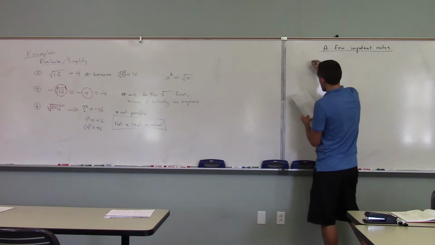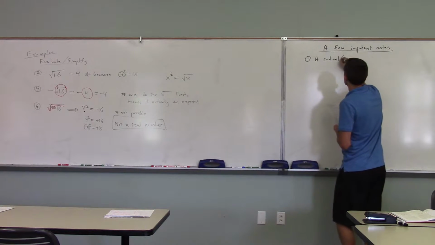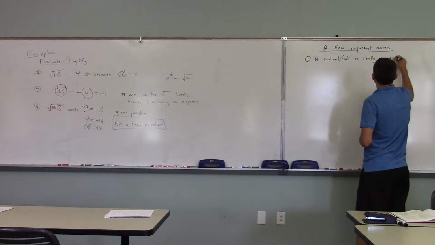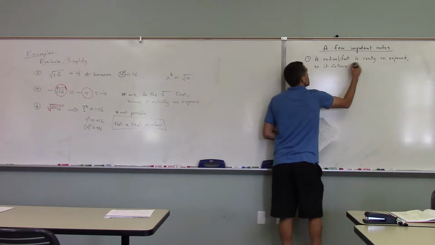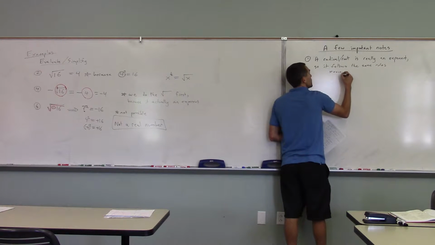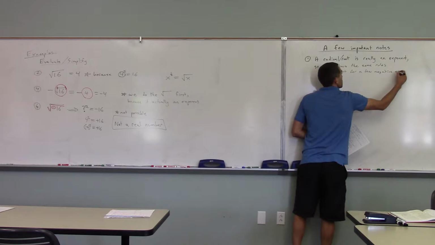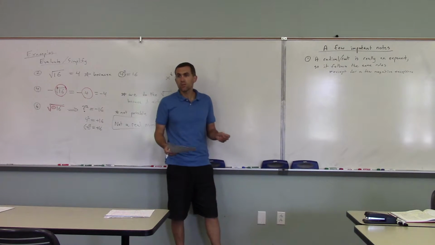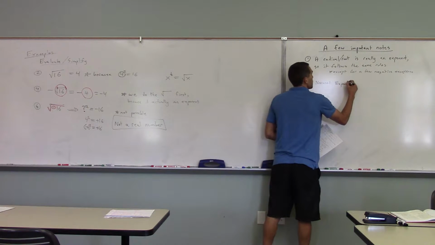Okay, a few important notes. Okay, so other than a few negative exceptions, it follows the same rules. So here are the rules. I'm going to write the normal exponent one that you've done, and then I'm going to write the root or radical version.